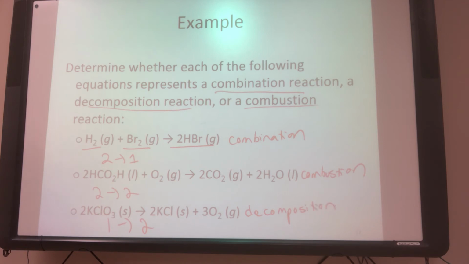All right, and then one extra question to ask you. If we look at the combination reaction, what would we call the product of my combination? This is a hydrogen halide because I've got hydrogen and a halogen.